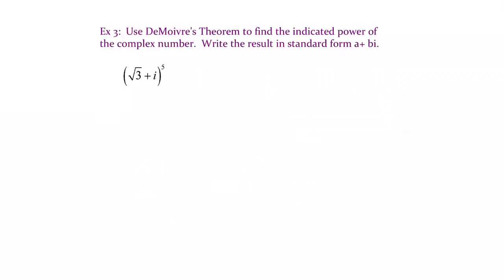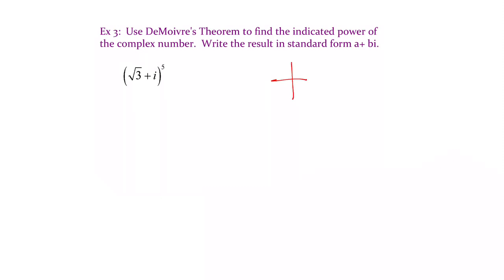And then the last thing we're going to look at is using DeMoivre's theorem to find the indicated power of a complex number. So this is going to take a little bit more time because it's not in polar form. So we're going to have to write it in polar form, then use DeMoivre's theorem, and then convert it back into your standard complex number form. So we've got to go back, talk about how we're going to write this in polar form. We need the r and we need the theta.